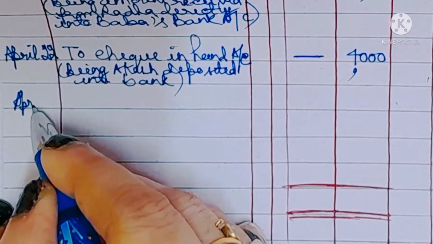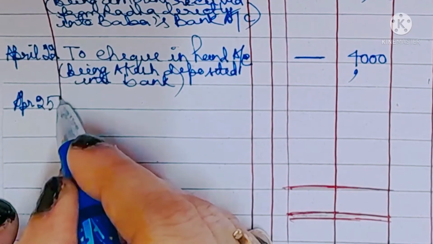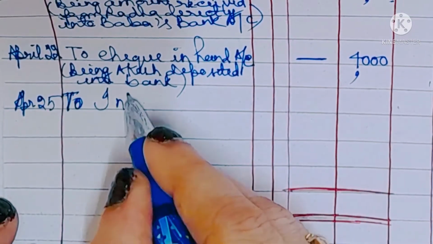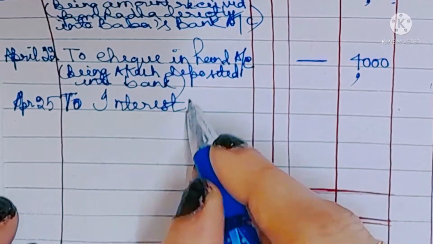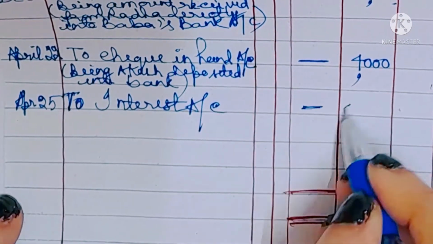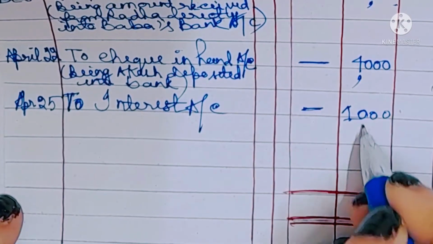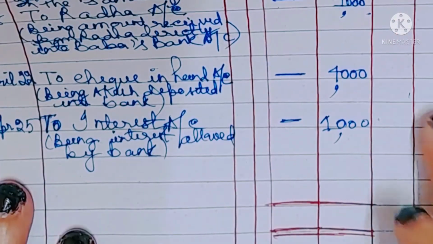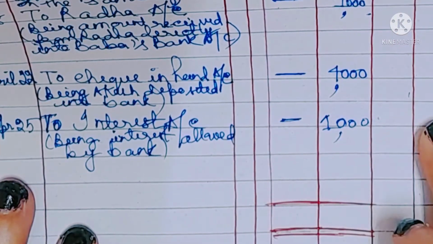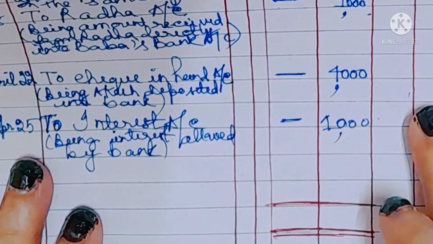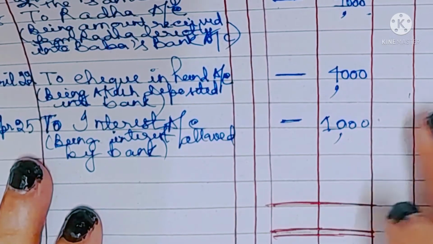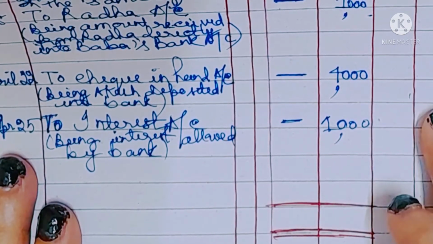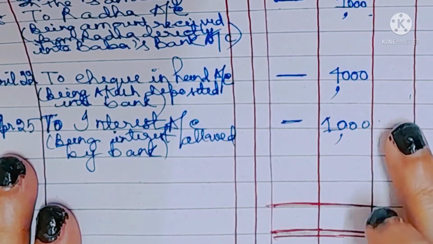On 25th April, to interest account in the bank column 1,000, being interest allowed by bank. Moreover, bank column represents bank account. Bank account comes under personal account. According to personal account, the receiver of the benefit is debit. Here, when interest is allowed by bank, bank is the receiver of interest. So, bank account will be debited by 1,000.